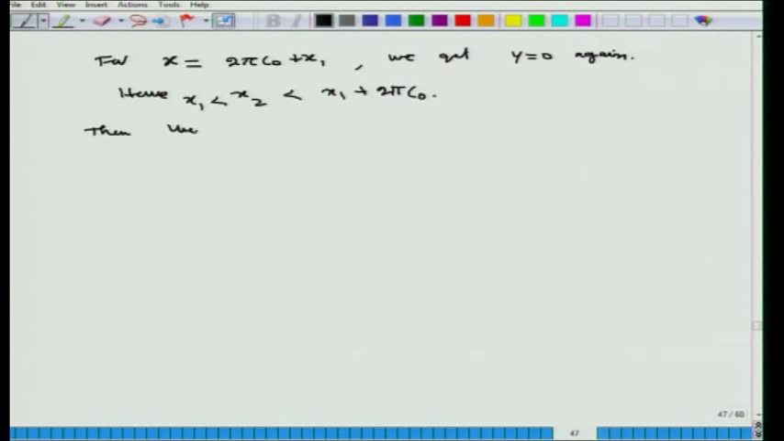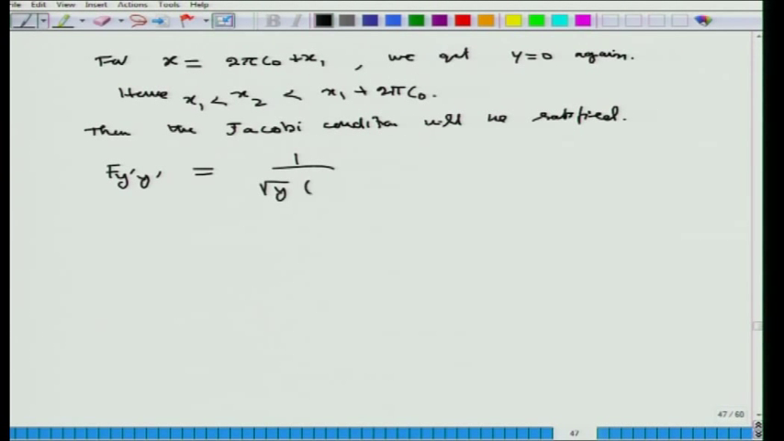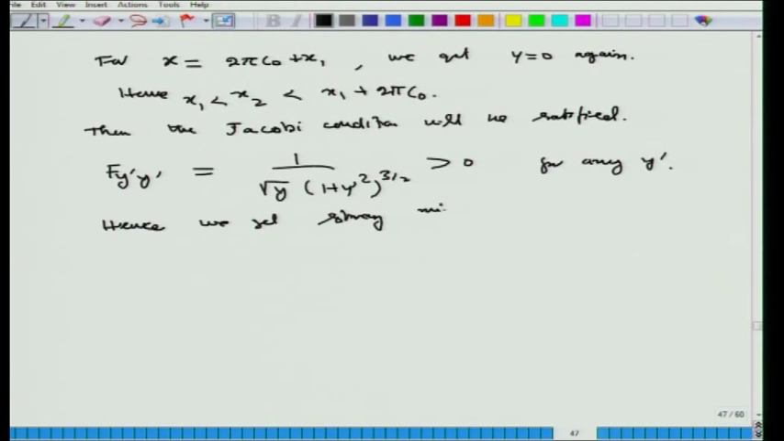Then the Jacobi condition will be satisfied. Thus, we see that here in this case x2 must be like this, less than x1 plus 2 pi C0. Now we check in this case f_y'y' actually comes out to be 1 over root y times (1 plus y prime square) to the power 3 by 2, which is greater than 0 for any y prime. Hence we get a strong minimum in this case.